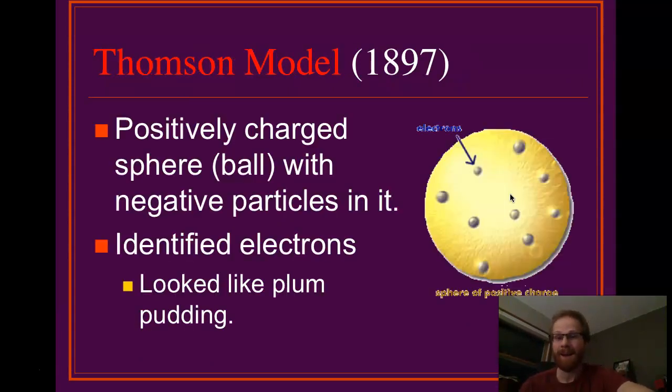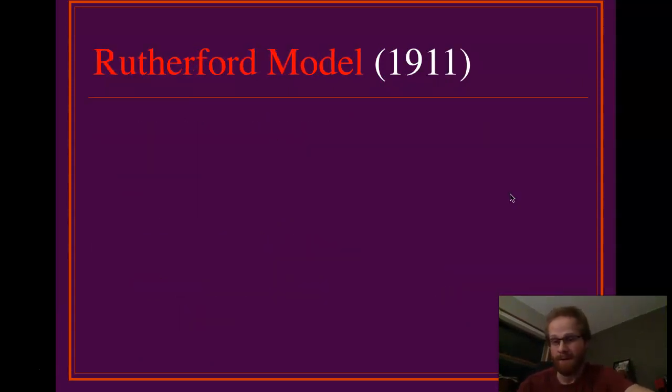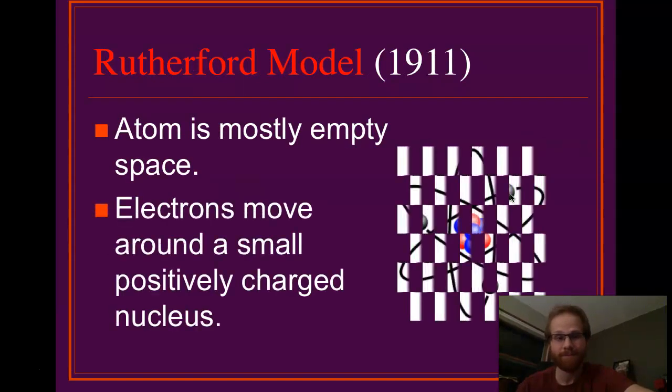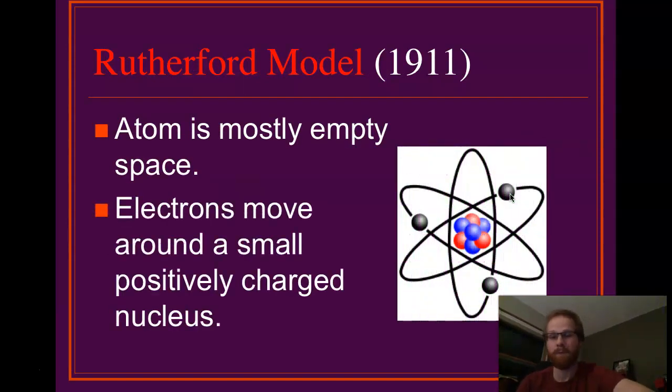All right, now only 14 years for something new to happen. Along came Rutherford. A lot of people like to call this the Jimmy Neutron model, or the Big Bang Theory model, because they do the little Big Bang Theory thing with this model.